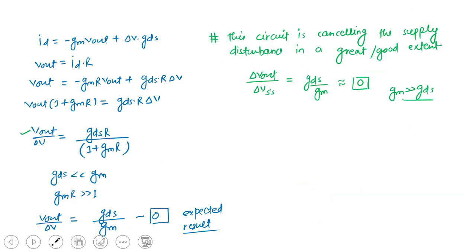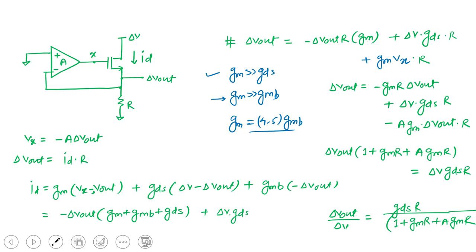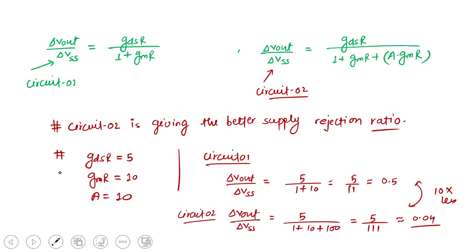We have seen the calculation of both the gains from supply to output, and we have seen that circuit 2 is rejecting the supply perturbation in a better way. With the quantification data in the example, circuit 1 gave me nearly 0.5, while circuit 2 gives this particular gain as 0.04, nearly 0.05. So it is nearly 10 times lesser, so it is better for us.